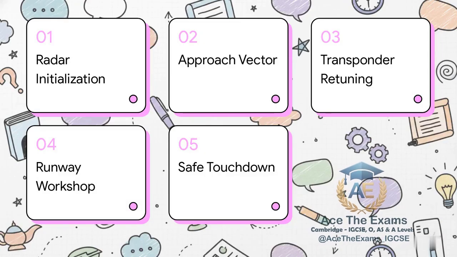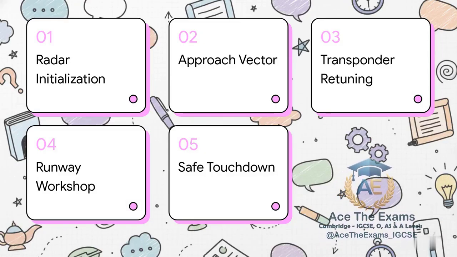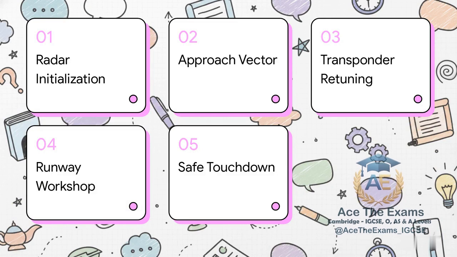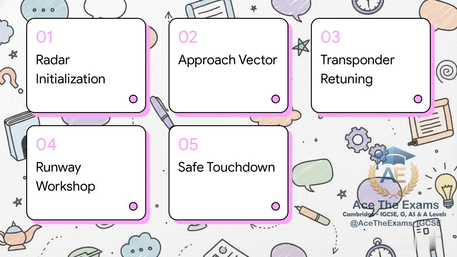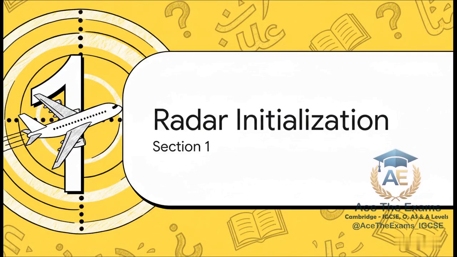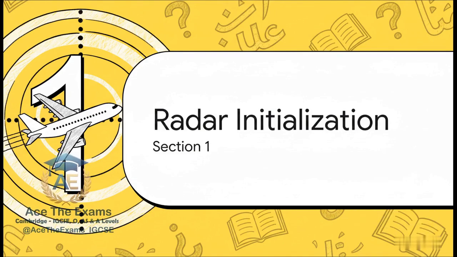Okay, quick look at the flight plan blueprint today. We're going to run through radar initialization, routing the approach vector, a quick transponder retuning, hit the interactive runway workshop, and finally bring you in for a safe touchdown. All right, Section 1, radar initialization. Let's get our screens up.